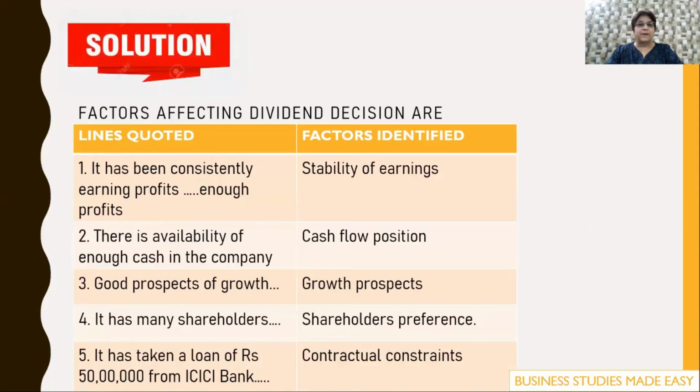Yes, now they've told us to quote the lines also. So it has been consistently earning profit, means stability of earnings. There's availability of enough cash in the company, that is cash flow. Good prospects of growth, growth prospect. It has many shareholders, means shareholders' preference. And it has taken a loan from the bank, that is contractual constraints. So this is how the case studies should be solved. Thank you.